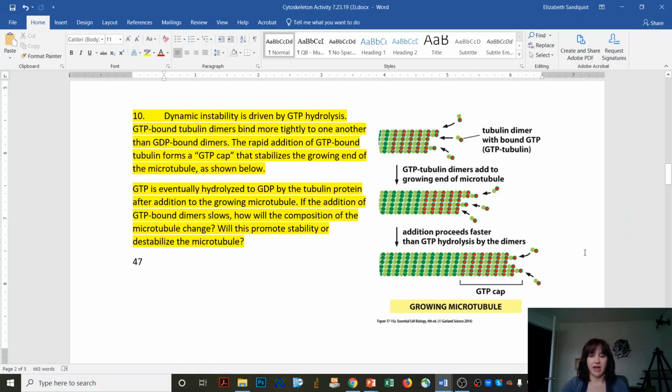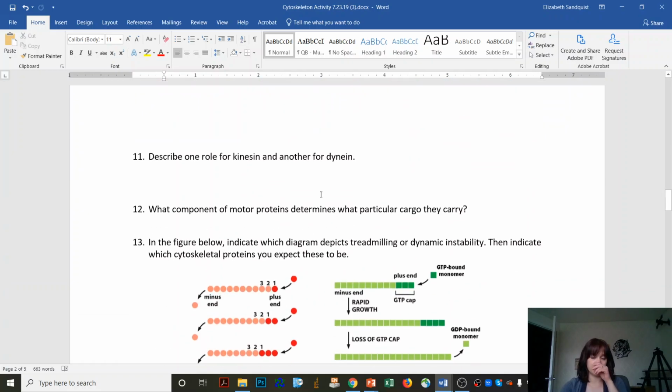Remember that this cap is important for stabilizing the microtubule. And so if that cap doesn't have GTP in it anymore, it's not going to stabilize the molecule. So that will promote destabilization. And will that promote lengthening or shortening? Shortening of the microtubule filament.